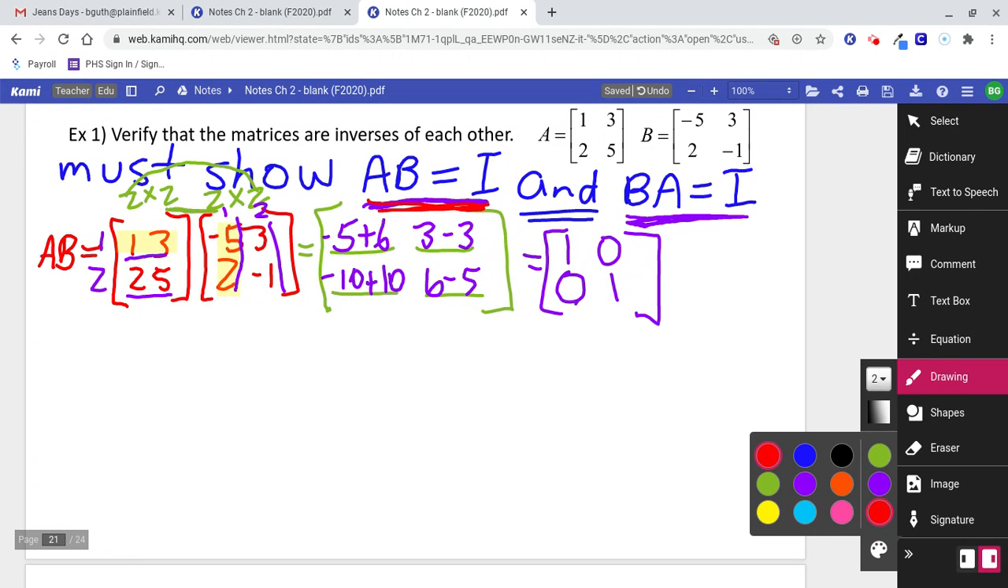So I've got that, okay? But now I still have to show the other way. So now I have to multiply it backwards. And the reason you have to do this is because with matrices, AB and BA are not necessarily equal. They may or may not be equal. A lot of times they're not. So if we're going to multiply this, I'll write it out in the other order. This is B, -5, 3, 2, -1. And then A is 1, 3, 2, 5.